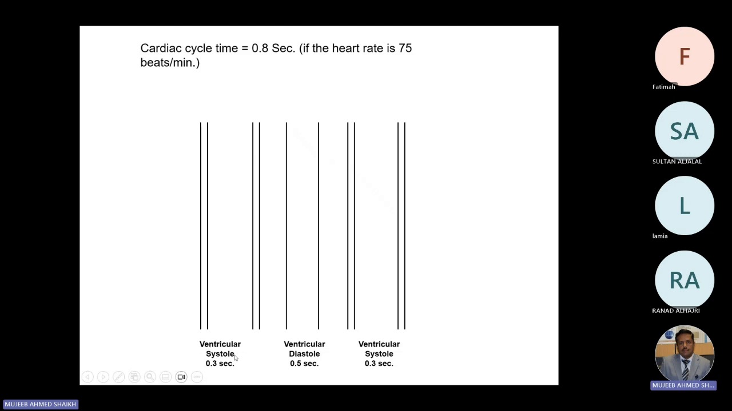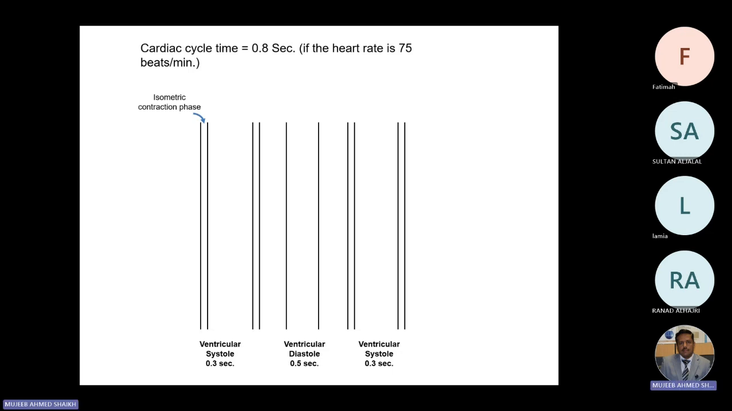That is, at the beginning of the ventricular systole, there is an area where the ventricle starts to contract as a closed chamber. We call it the isovolumetric contraction phase. Closed chamber means there is no blood coming in or going out.